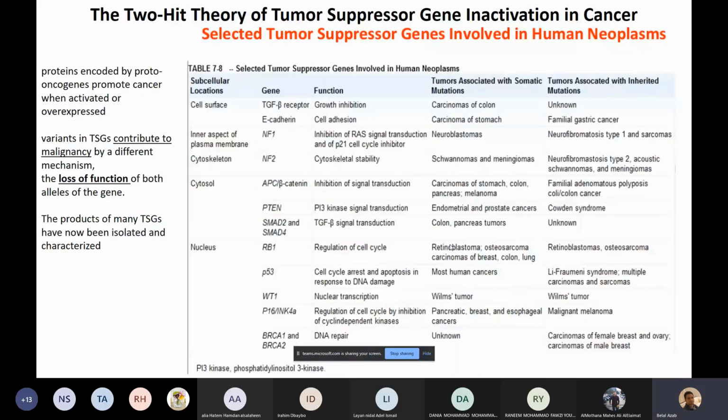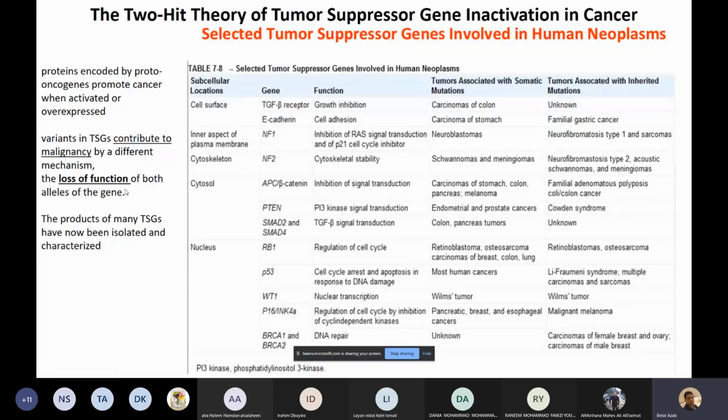Let's start with the two-hit theory of tumor suppressor gene activation in cancer. We talked about the fact that oncogenes promote cell division, while tumor suppressors inhibit cell division. Proteins encoded by proto-oncogenes promote cancer when they are activated and overexpressed, or when they get a gain-of-function mutation. On the other hand, variants in tumor suppressor genes contribute to carcinogenesis by a mechanism of loss of function for both alleles of the gene.